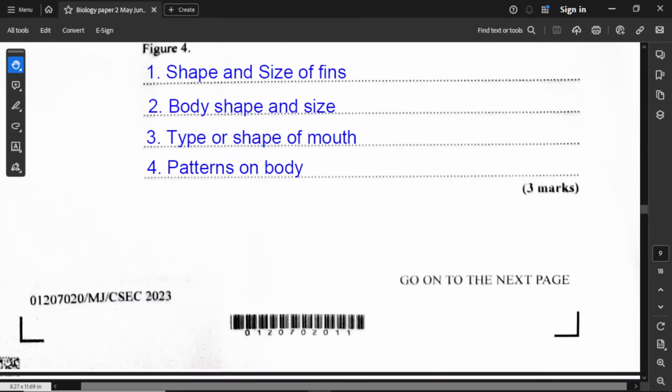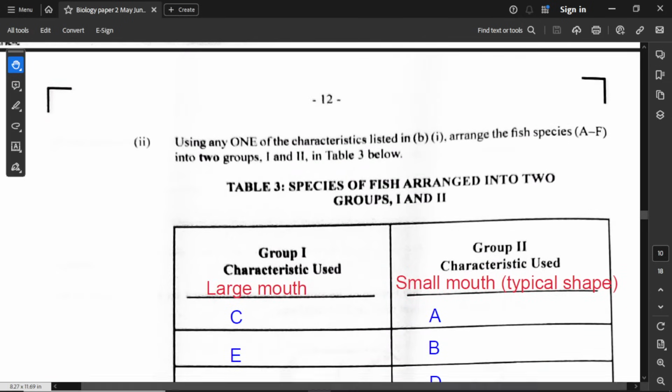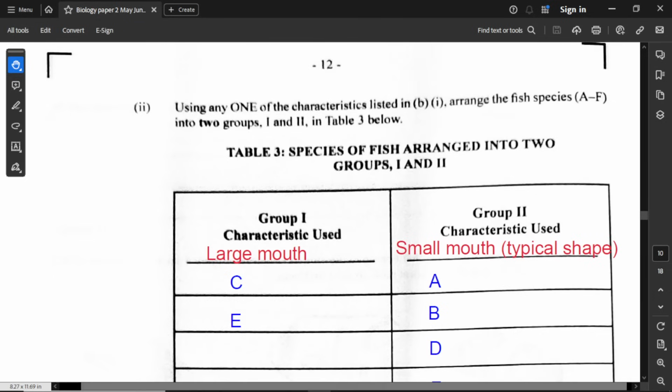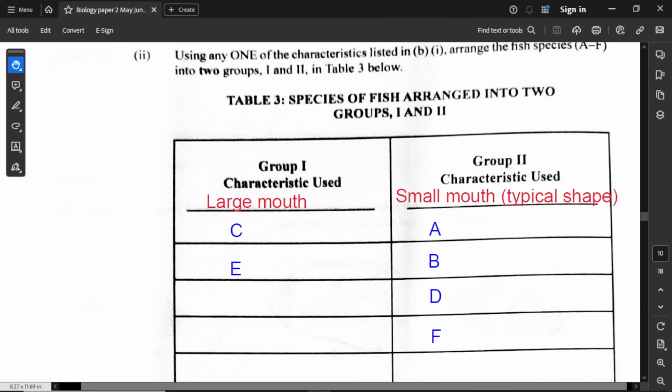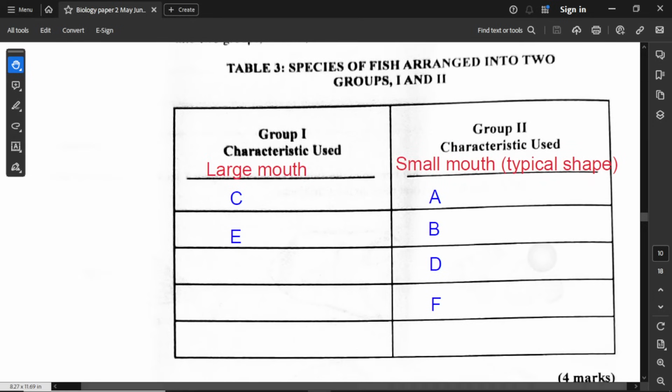All right, and so the next part of the question asks us now, using any one of the characteristics listed in B1, arrange the fish species A to F into 2 groups. And we have group 1 and 2. And so they give us the 2 columns here. So group 1, and the characteristic used. So we're going to use large mouth compared to smaller mouth, and the smaller mouth ones, you notice they are typical shape of fish mouth, right? And if you look at the diagrams, you notice that fish C and E have larger mouth or unusually shaped mouth.